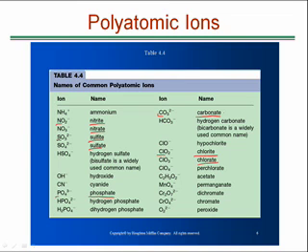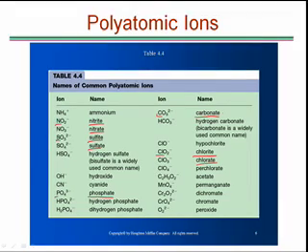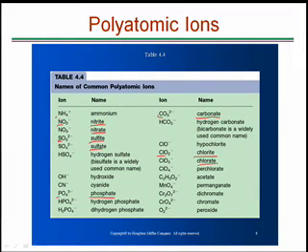Alright, now notice how most of them are negative in charge, so most of them are anions. You have one that's positive. Okay, and this is another one that breaks the rule of just taking it from the periodic table.